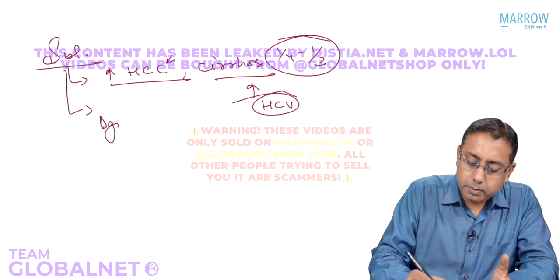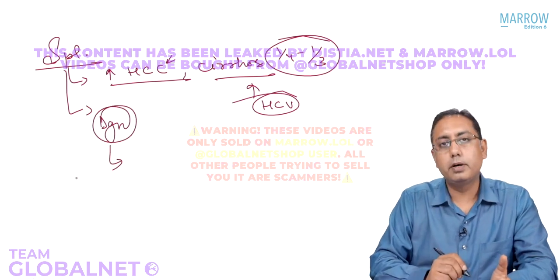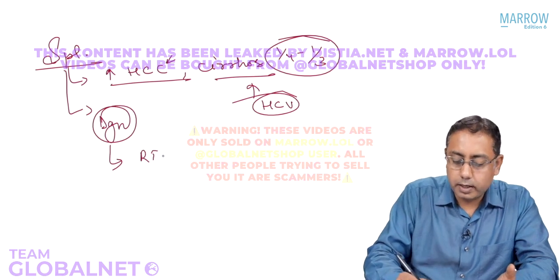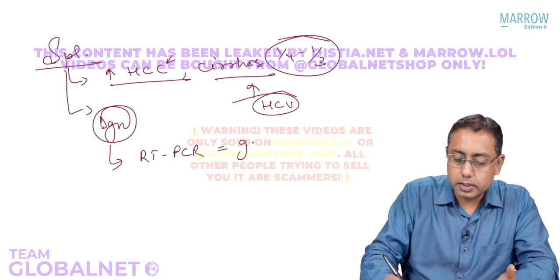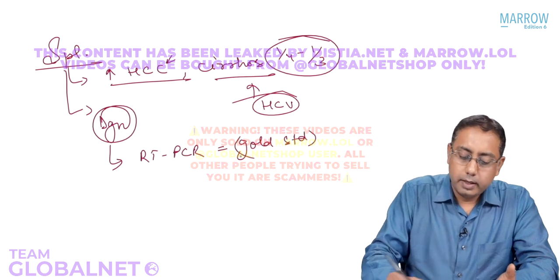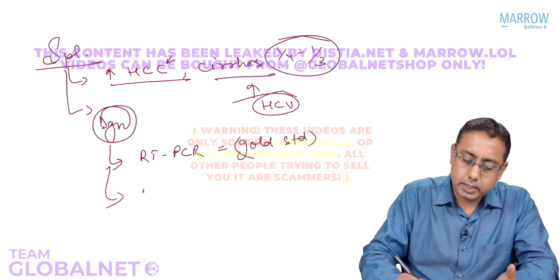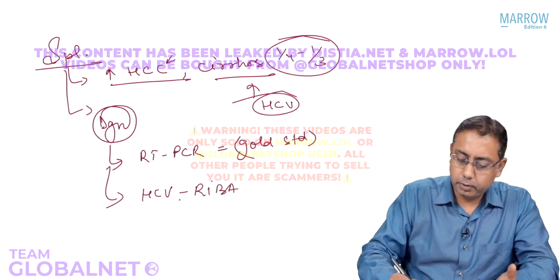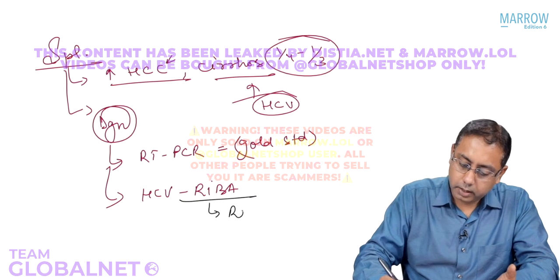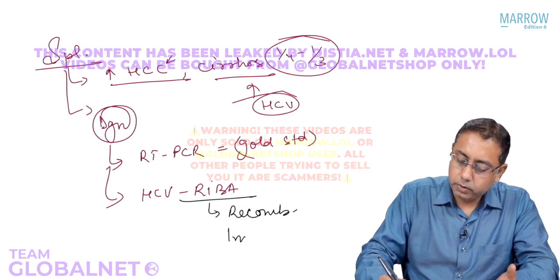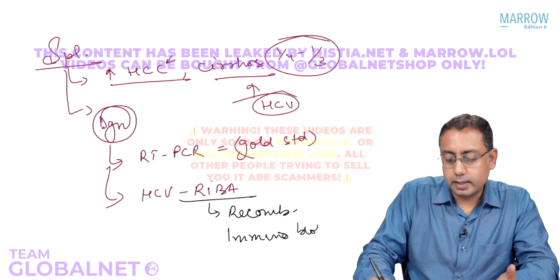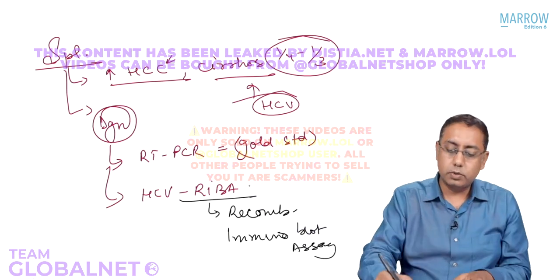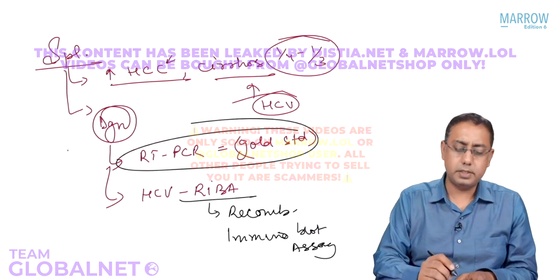Next, special features about the diagnosis are important for you to remember. How do we diagnose hepatitis C? The only diagnostic modality is RT-PCR. That is the gold standard we have. Another way to diagnose hepatitis C is the HCV RIBA. What is RIBA? Recombinant immunoblot assay. So we can either do a RIBA, which is not, of course, the gold standard. The gold standard would be RT-PCR.